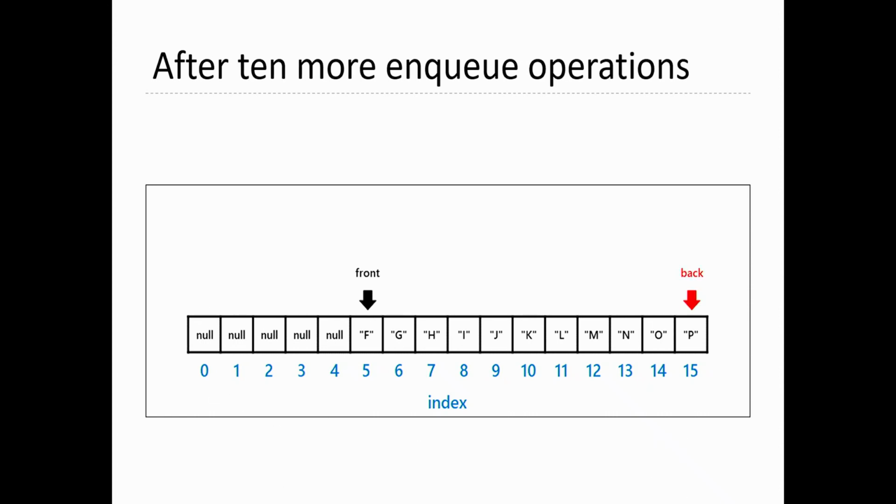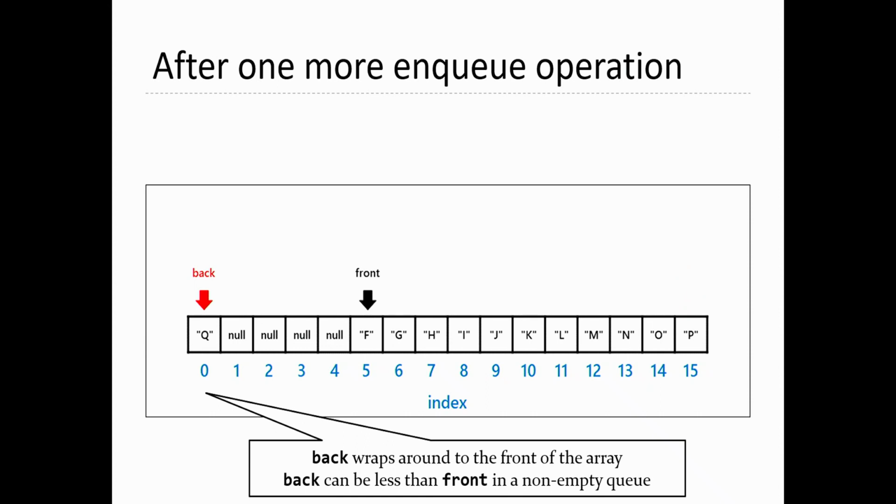So if I NQ again, I'm going to move back 1 position to the right. But now it falls off the end of the array. So what do we do? We just wrap it around to the front. When I add 1 to back, I'm going to get 16, and 16 is the size of the array. So if I add 1 to back and compute the remainder after dividing by the size of the array, that will give me the index of where I wrap to. So back wraps around to the front of the array. And notice that back can be less than front in a non-empty queue.